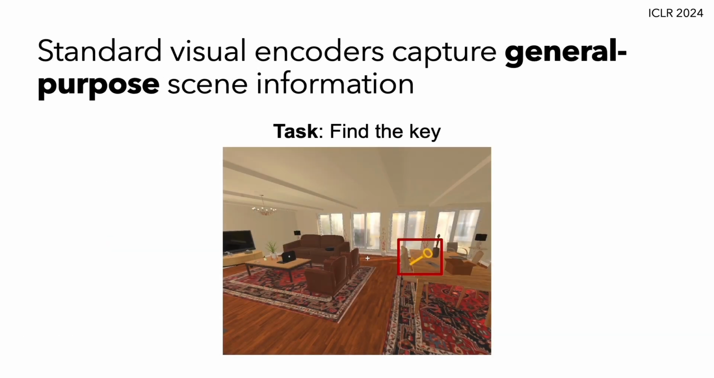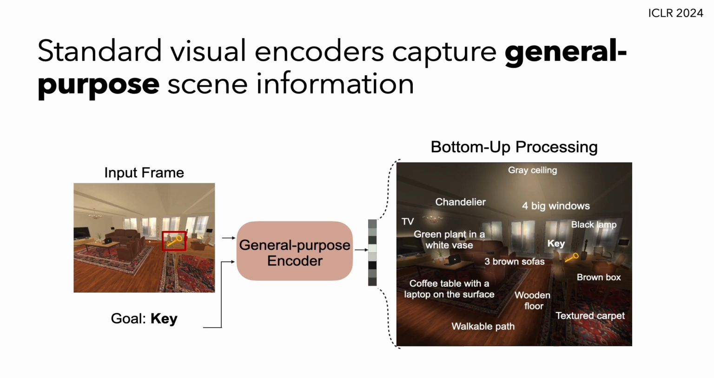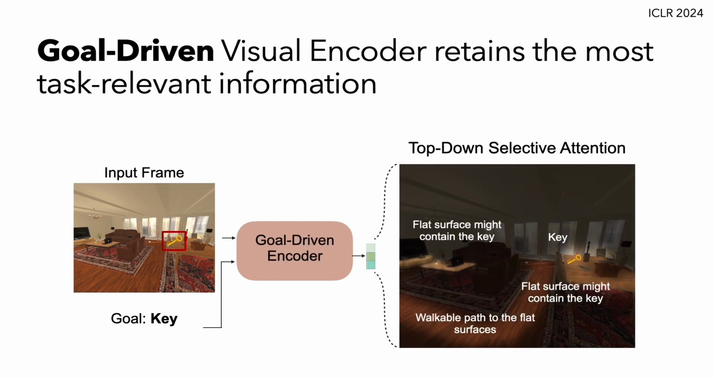Consider an agent tasked with locating a key in an environment. Pre-trained vision encoders like CLIP or DINO capture an abundance of task-irrelevant details, such as distracting objects, their colors, and attributes. These details introduce noise in the learning process and distract the agent from more important visual cues. A goal-driven visual encoder based on selective attention will only retain the most relevant information to the task, such as identifying flat surfaces likely to hold the key.